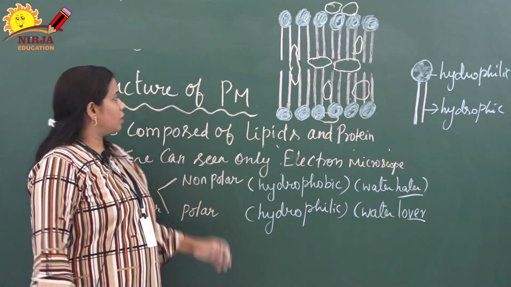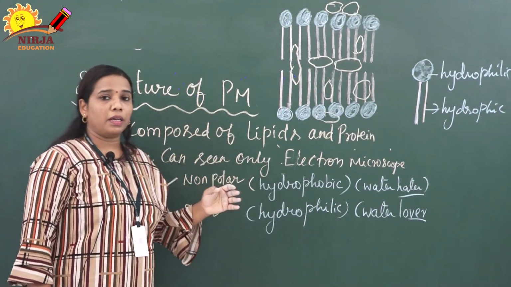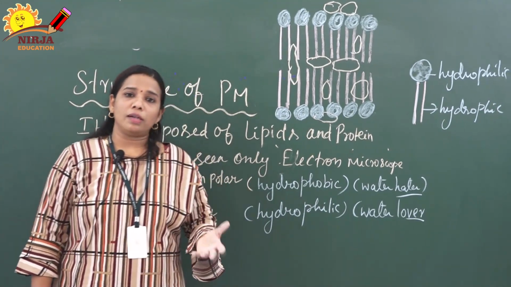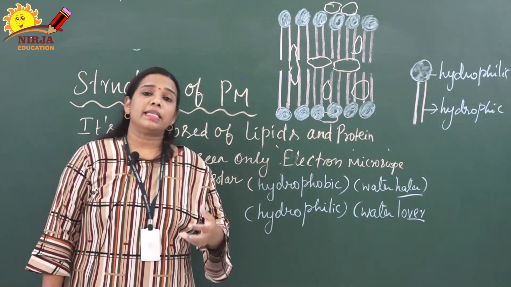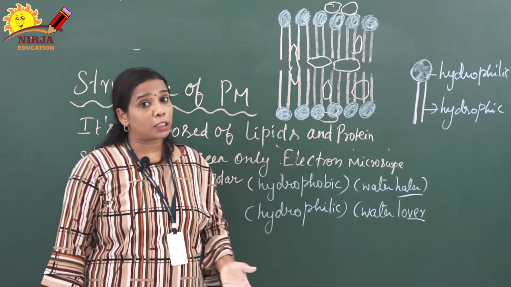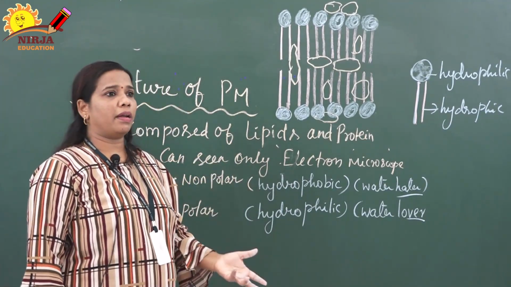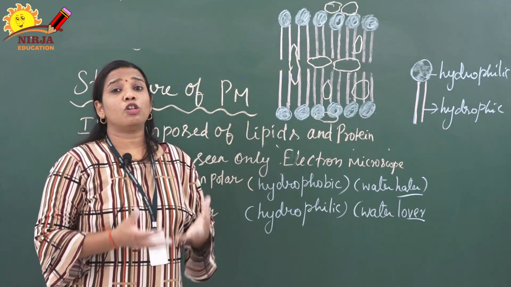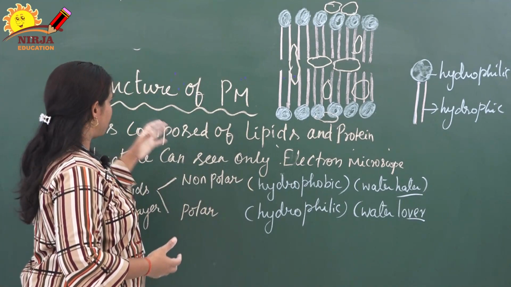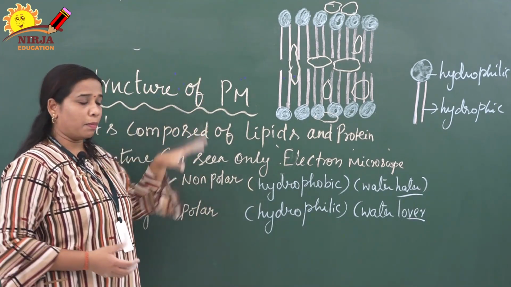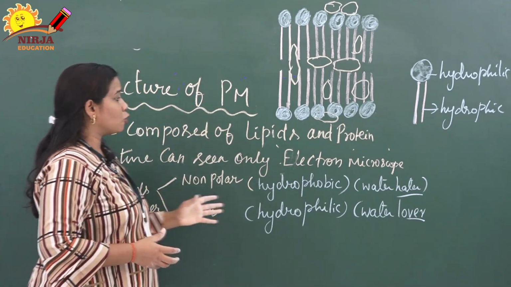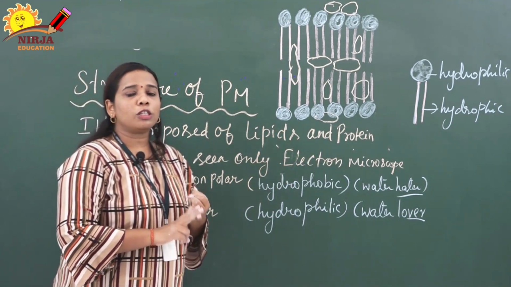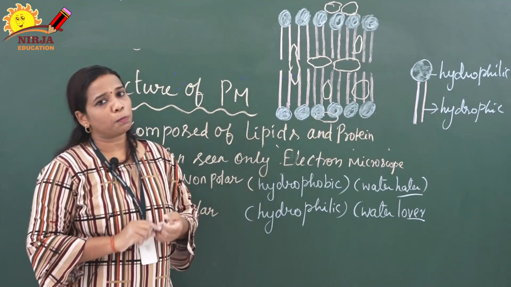Now we are going to discuss the structure of the plasma membrane. Previously we discussed that the plasma membrane is also called the cell membrane. It is a very delicate, selectively permeable, flexible and living membrane. Here we need to discuss what the plasma membrane is composed of. That we are going to discuss under the heading structure of the plasma membrane. The plasma membrane is composed of lipid as well as protein, so it is made up of two substances: one is lipid, another is protein.